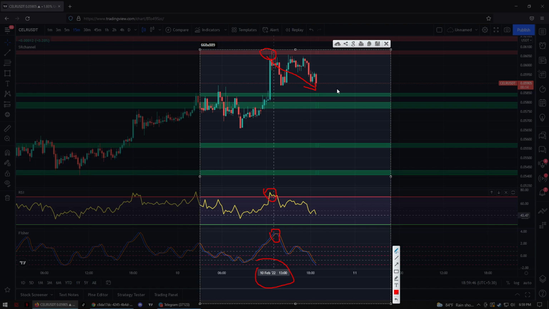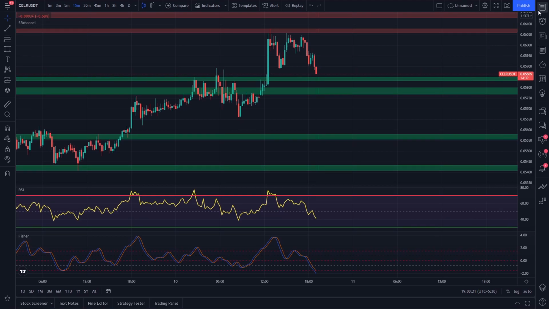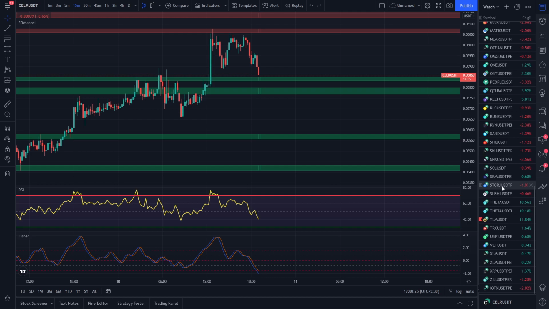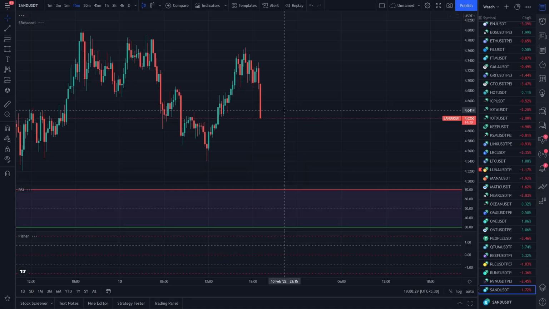I'm not saying it's bad, I'm saying it's just better, right? So just to make sure it works, let's get back into some of the past data. Let's get a coin that we are all familiar with, probably Metaverse. Let's go to SAND USDT.